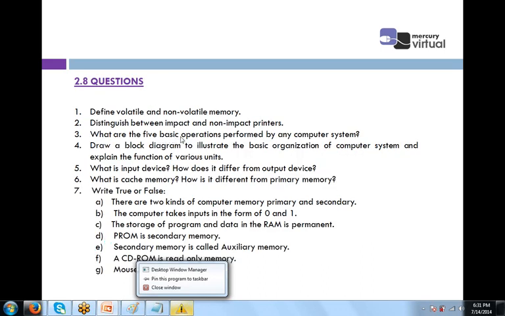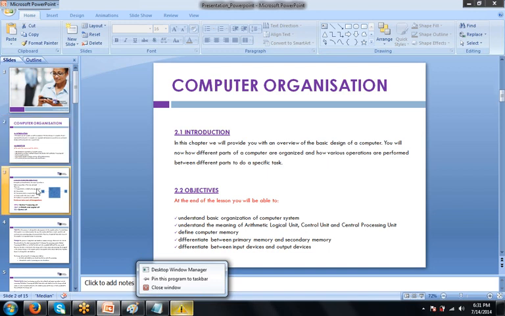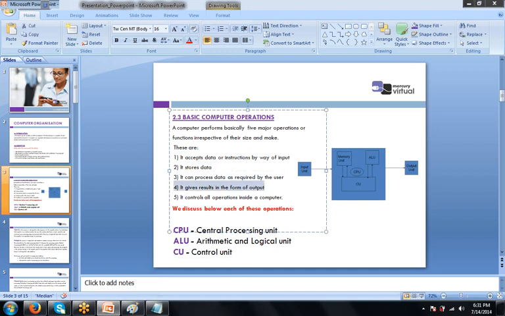What are the five basic operations performed by any computer system, which I told you in the first slide? First of all, getting the input, then storage, then output, controlling, then handles variety of instructions. Means the basic five operations. Let's see these five operations. Which five operations? Basic five operations. That is in this slide. It accepts data, it stores data, it can process data, it can give results in the form of output, it controls all the operations inside a computer. Clear?